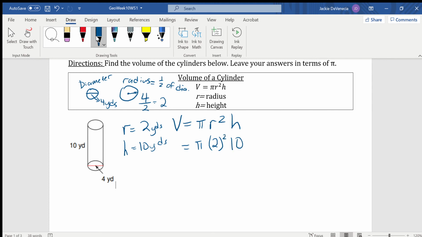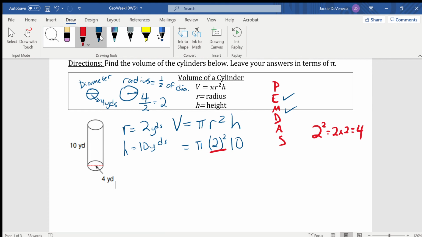Now, if we remember with PEMDAS, this is the order of operations. I'm sure a lot of you have seen it in middle school. Exponents come before multiplication. So we need to start with 2 squared first. So 2 squared, that's the same as saying 2 times 2, and that gives you 4.